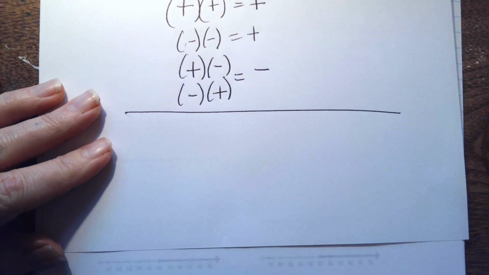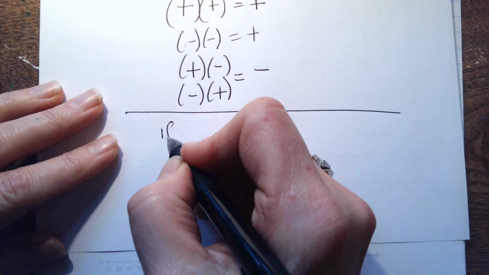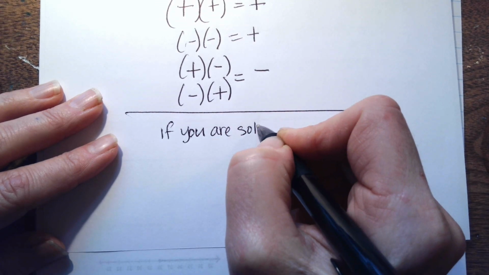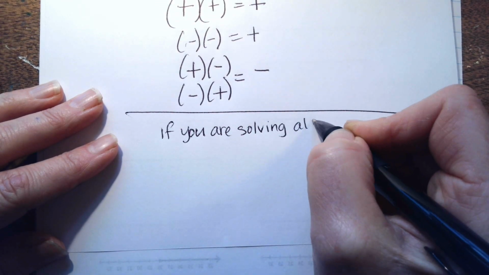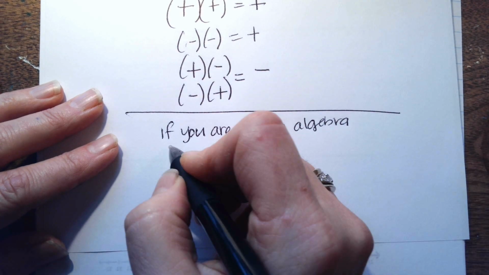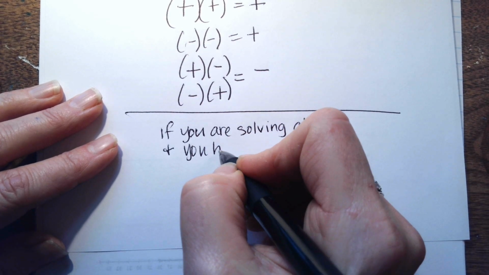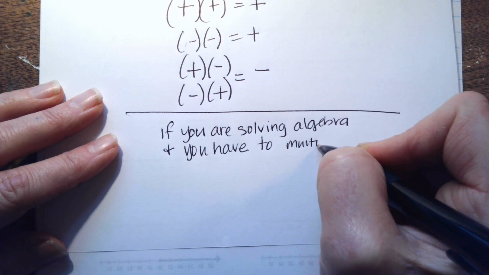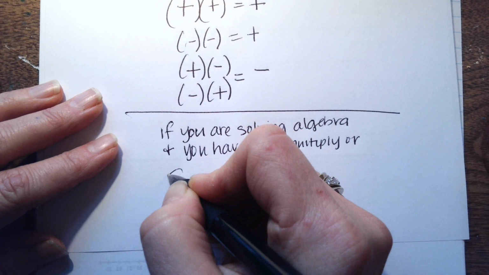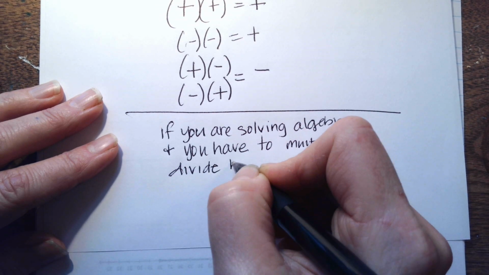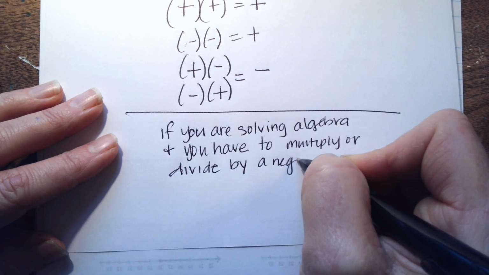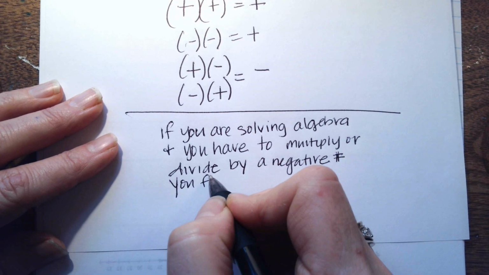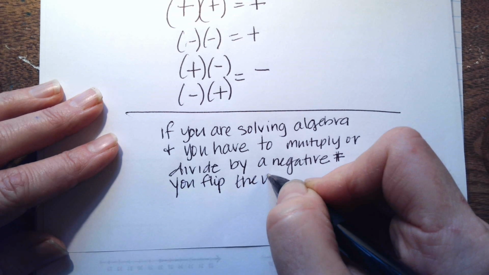The next thing that you have to remember is if you are solving algebra and you have to multiply or divide by a negative number, you flip the inequality.